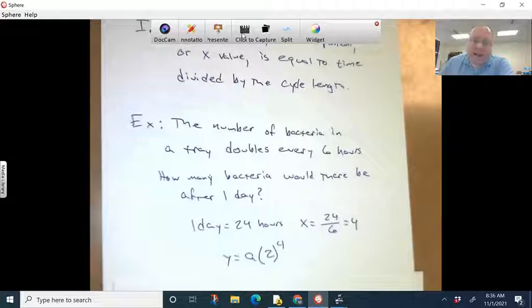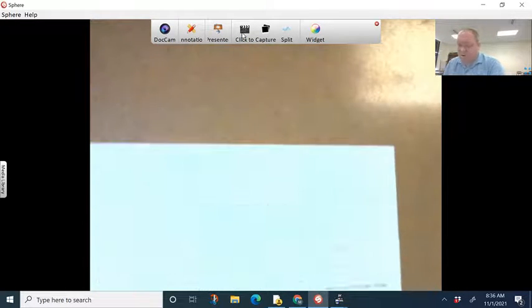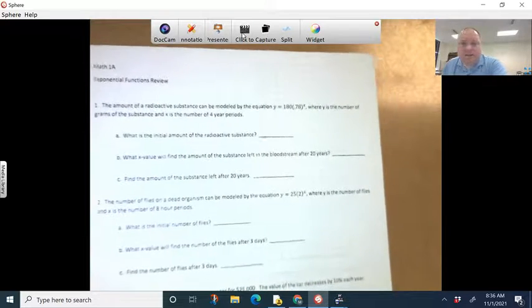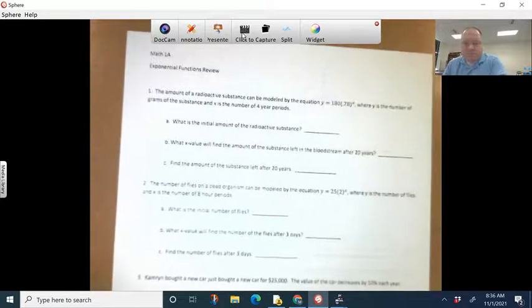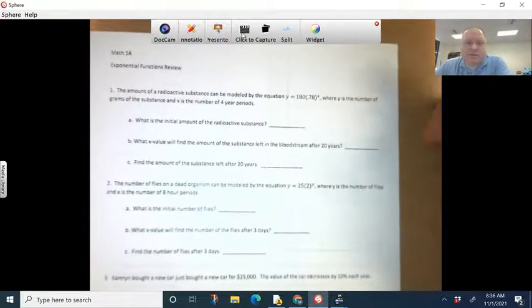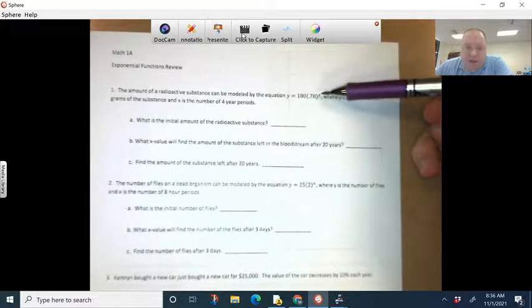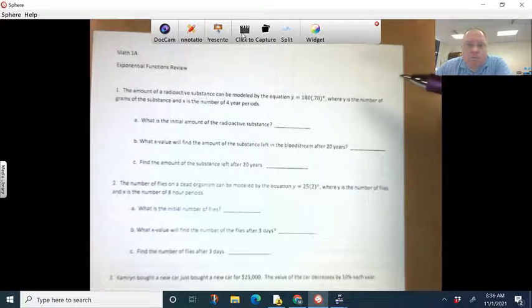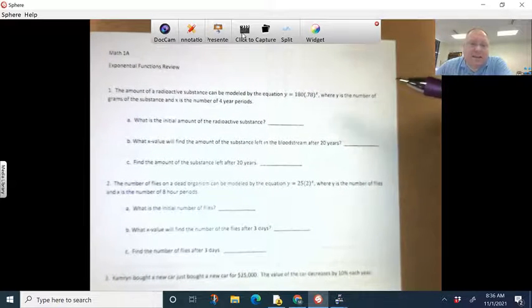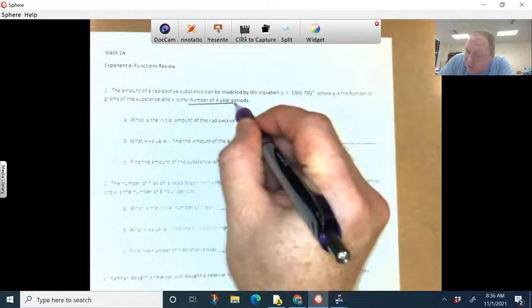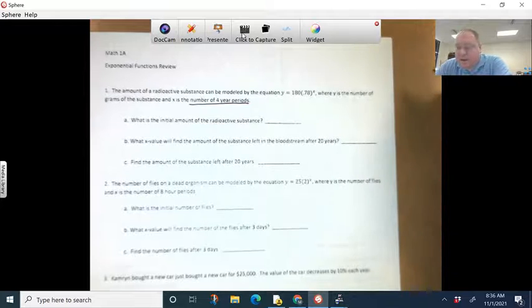Now, let's actually look at our worksheet to get some better idea of what's going on here. Let me adjust the camera a little bit. There we go. It says the amount of radioactive substance can be modeled by the equation y equals 180 times 0.78 to the x, where y is the number of grams of substance and x is the number of 4-year periods. Okay, 4-year periods. So that's the catch right there.